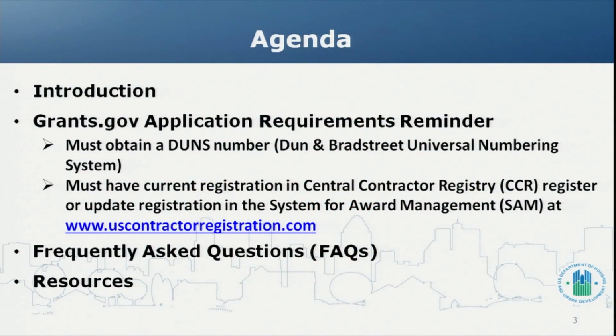There are a few things that you need to have to be an applicant for this NOFA. One is a Dun & Bradstreet number, and the other thing is a Central Contractor Registry number. Please make sure that you have those before you apply.